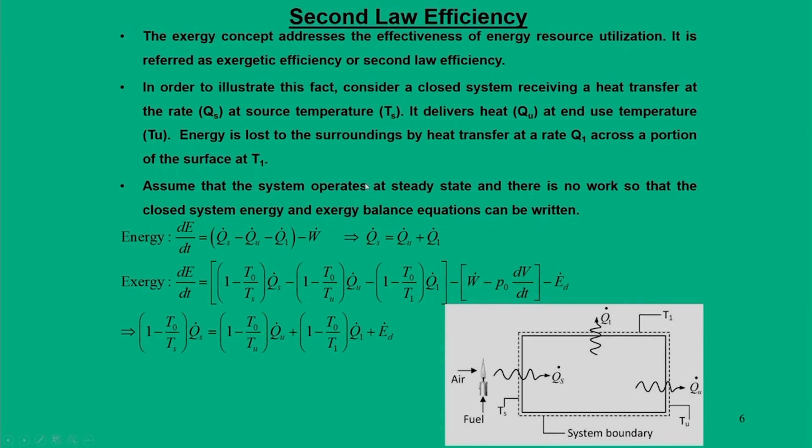Now, we assume that the system operates at steady state, so that there is no work, and so we can write down the closed system energy and exergy balance equations. If you look at this particular figure, first we can write the rate of energy change with respect to time, dE by dt, as heat minus work, and since there is no work transfer, this term vanishes.